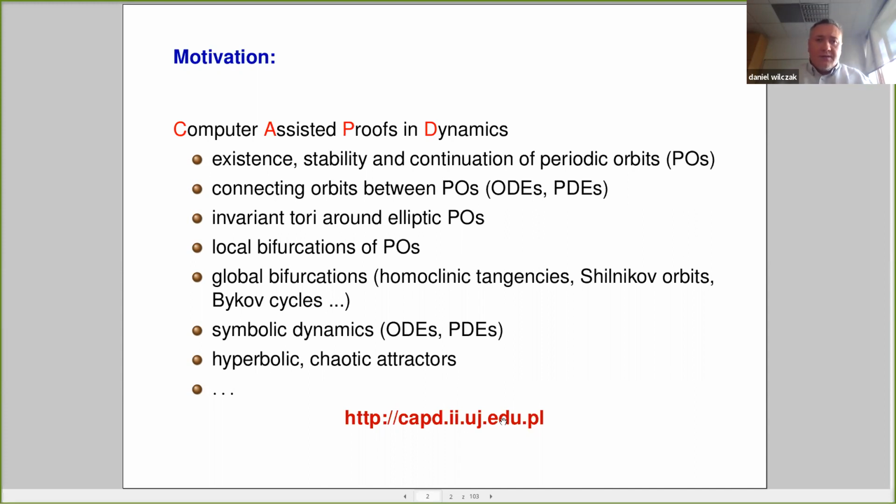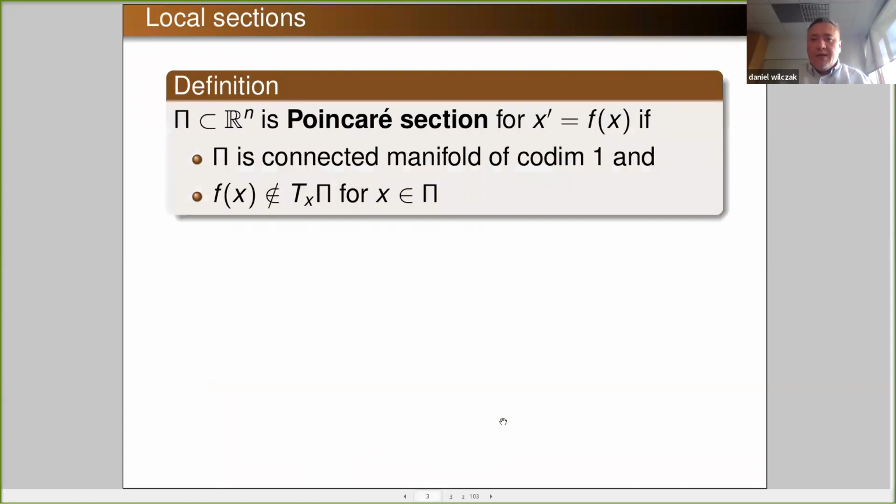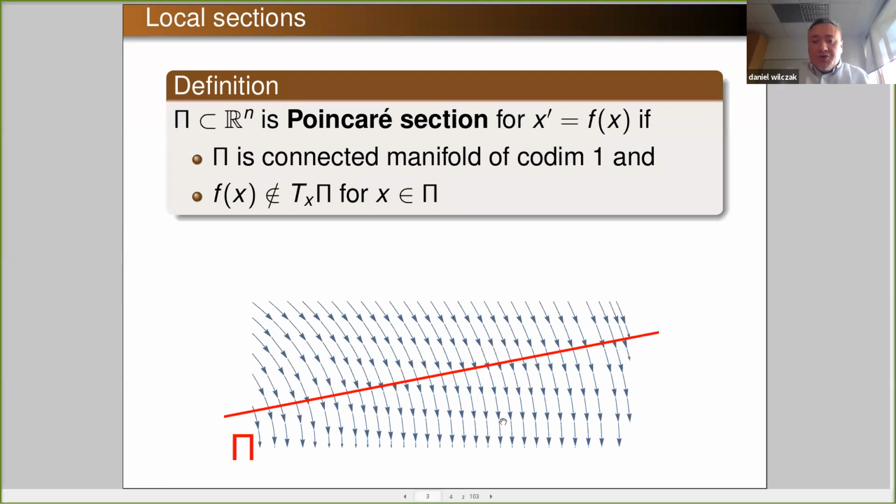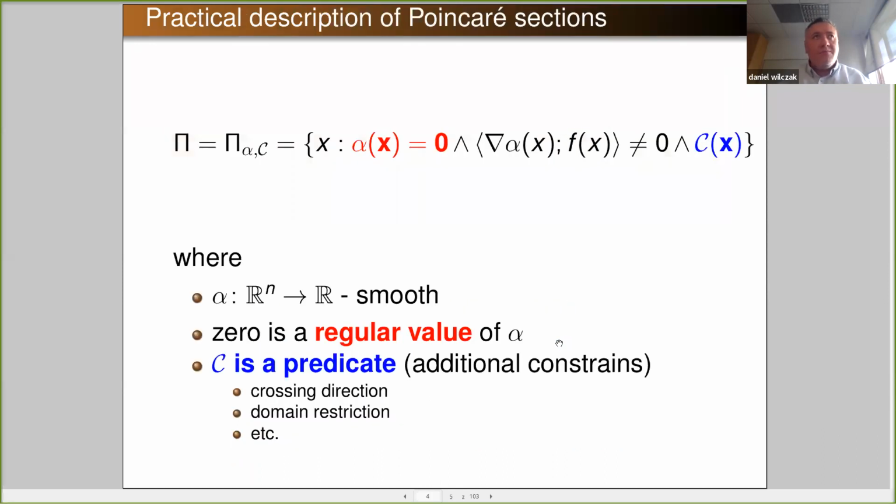So as I said, the talk will be very technical, and first I will introduce the main object of interest. So what is the Poincaré section and Poincaré map? By Poincaré section, we understand some connected manifold of dimension n-1, which is not tangent to the flow at any point. Here's a typical picture, and usually the Poincaré section is some hyperplane, but in principle it can be nonlinear. And from a practical point of view, it is very convenient to look at the Poincaré section as a zero level set of some smooth function.